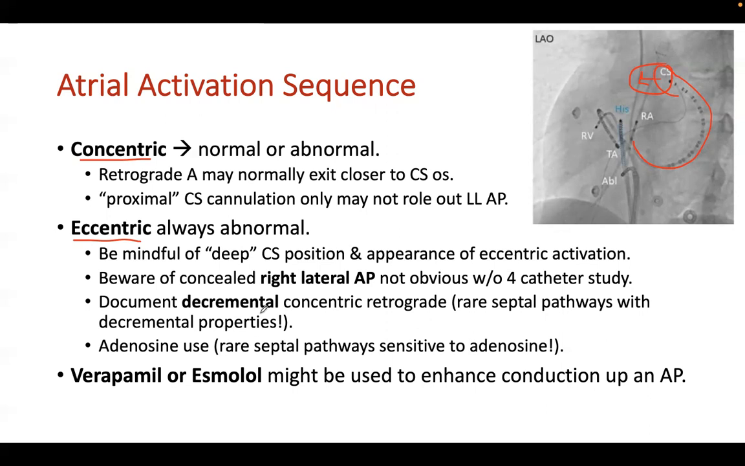However, pathways usually conduct until they block. They don't have these decremental properties. Of course, except very rarely. Okay, we will not confuse you with very rare situations. Normally, if you see decremental retrograde A, this usually means you're going up an AV node. Okay, guys?